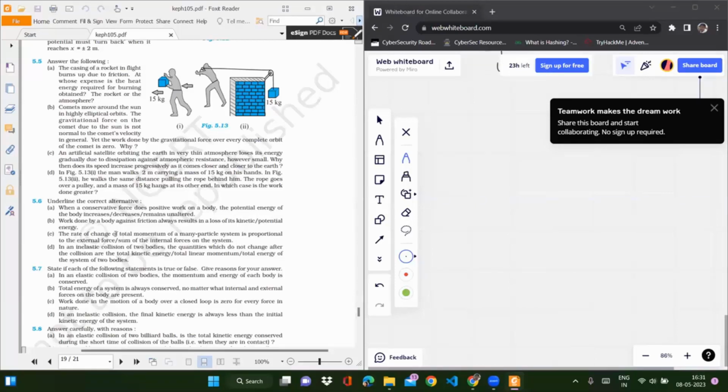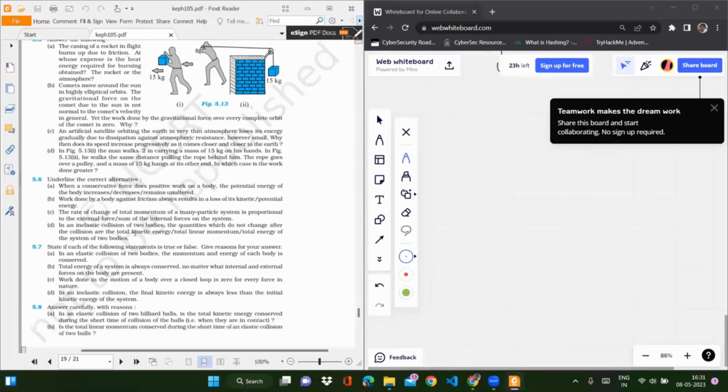So we know that the rate of change of total momentum of the many particle system is independent of the sum of the internal forces. The internal forces have no role in the change of the net momentum, the total momentum of the many particle system. It is the external force which changes the total momentum. The internal forces will cancel each other and will have no effect on the total momentum.